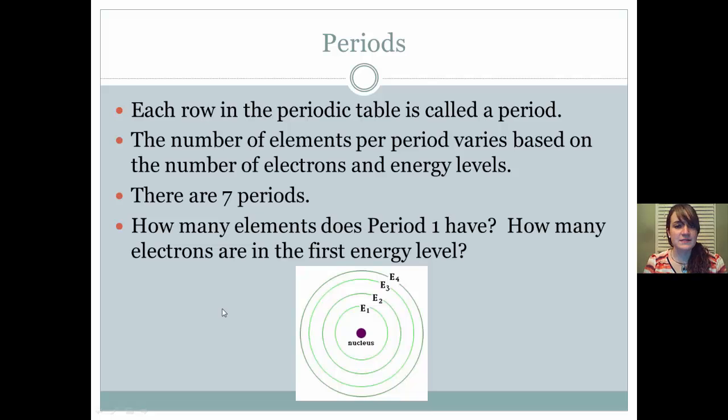Another example, that second period has 8 elements. Our second energy level can hold 8 electrons. So if you ever forget how many electrons can fit in a certain energy level, you can cheat and count the elements on the periodic table. You just think, how many go in that 4th energy level? Count them. 18. That's a really cool little trick for the periodic table.